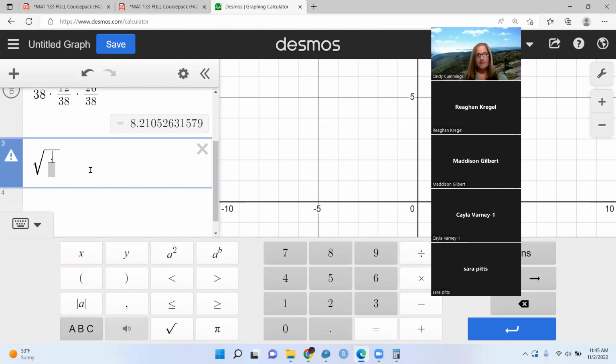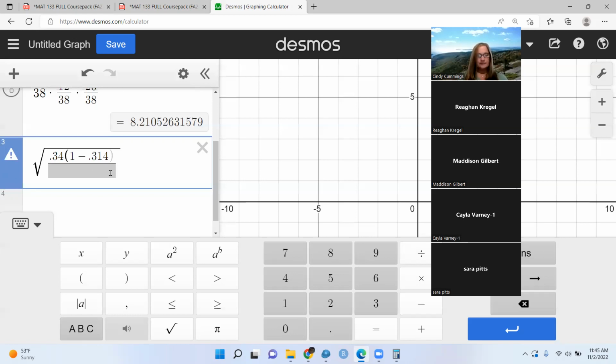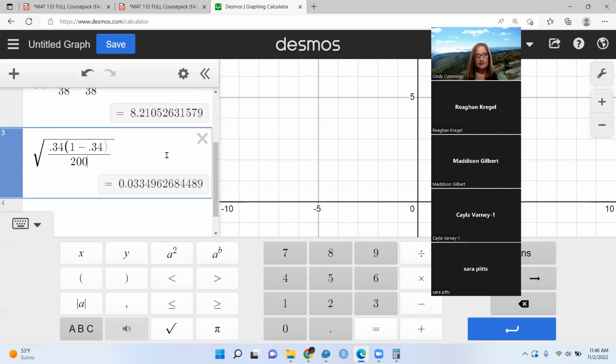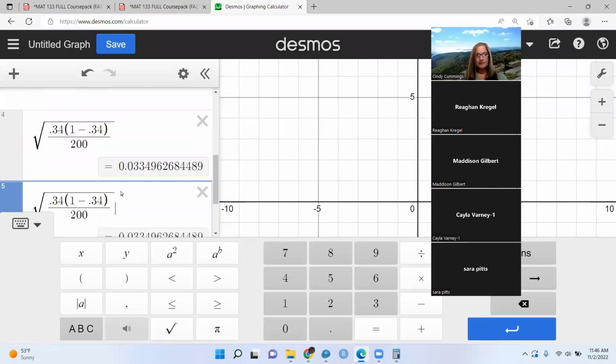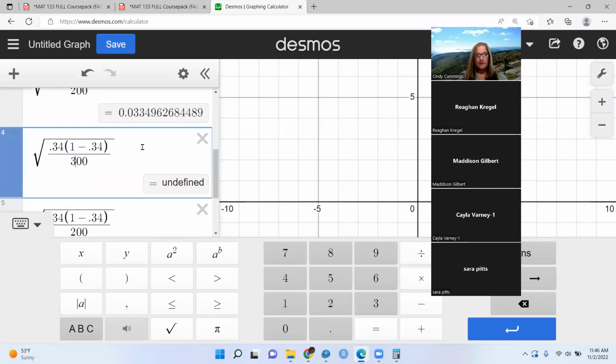And then you can do your 0.34 and your parentheses 1 minus 0.34, except to make sure it's the right thing. And then what do we have? 200, was that the first one? And there it is. And then if you're a fan of shortcuts, you can just do Control C and Control V, and you can get all of them listed out real fast, just like that.